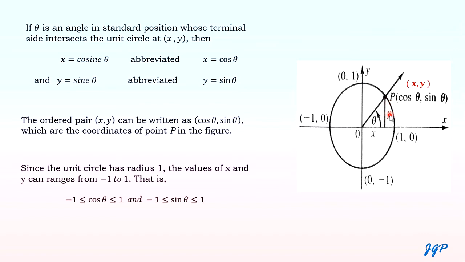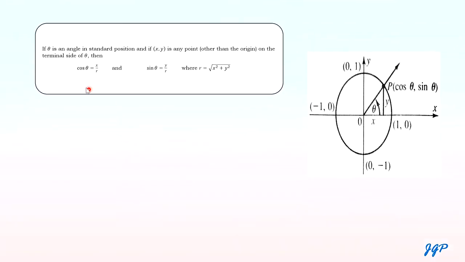Since the unit circle has a radius of 1, your values of x and y can range from -1 to +1. To summarize that, if theta is an angle in standard position, and if x and y is any point other than the origin on the terminal side of theta, then your cosine theta is equal to x over r, and sine theta is equal to y over r, where r is equal to square root of x squared plus y squared.